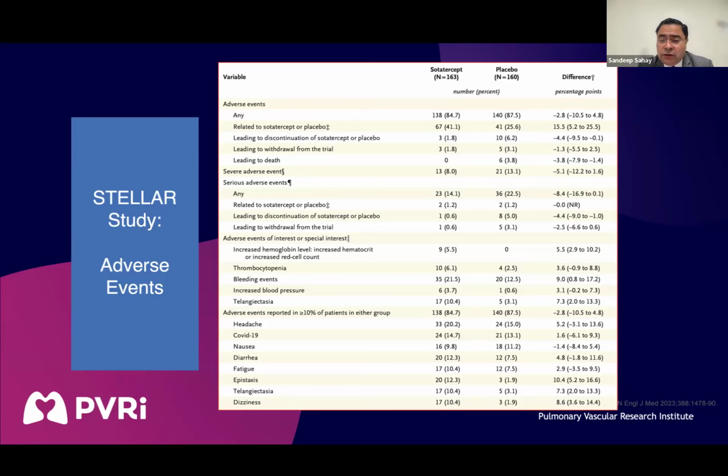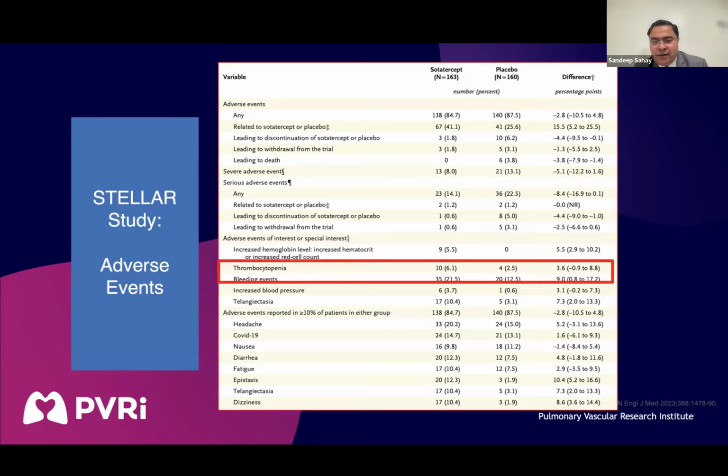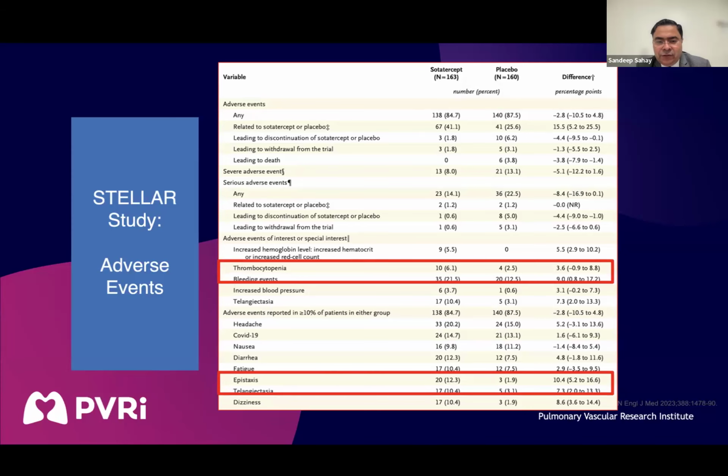Then the platelet count also was noticed, and also the increase in hemoglobin was noticed. One unexpected finding was development of telangiectasias, which we learned after the PULSAR study, and we observed that in this study also. And as you can see here, I'm highlighting those main side effects which we observe with Sotatercept. And as you know, in the United States, when the FDA approved the drug, for the first 5 doses we are required to monitor hemoglobin and platelet counts in these patients.